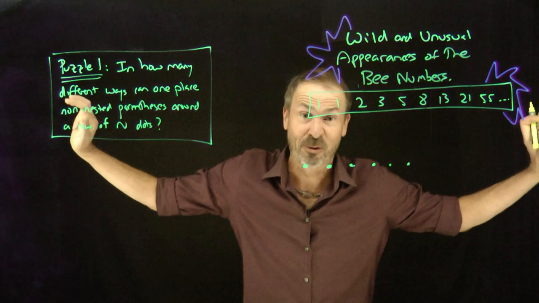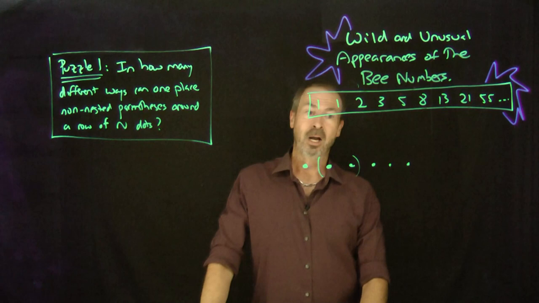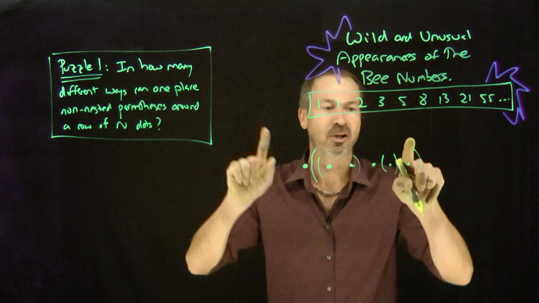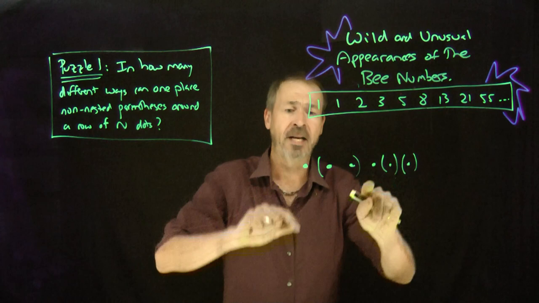Or I could put parentheses, say, around those two. I may have put parentheses around just that one. I could do that as well. But I won't do this. I won't then put parentheses here because suddenly I've made these sets of parentheses nested within that one. I want non-nested, no nesting, so don't nest them. So maybe instead I'll just do that and maybe I'll stop there. There's one way to place non-nested parentheses around a row of 6 dots.